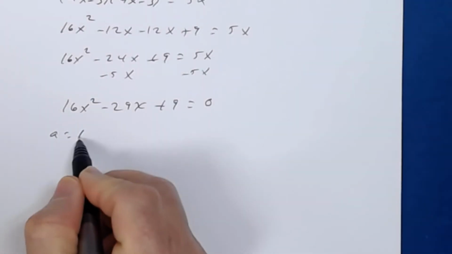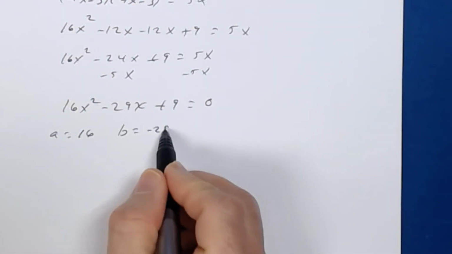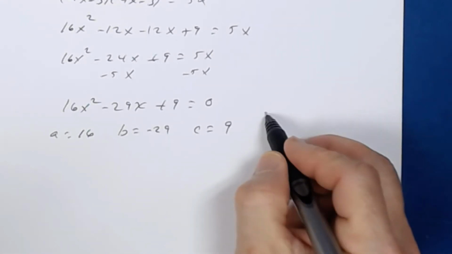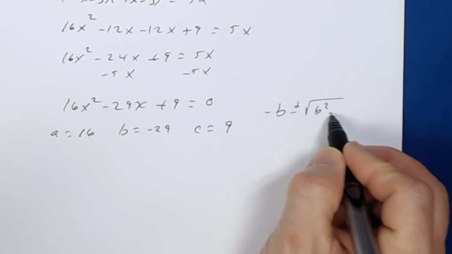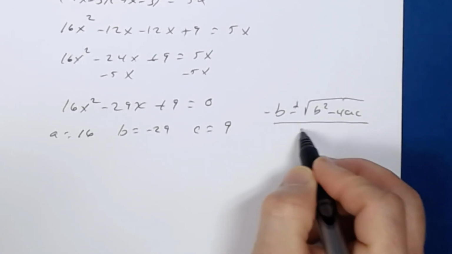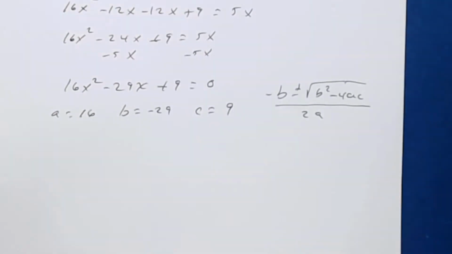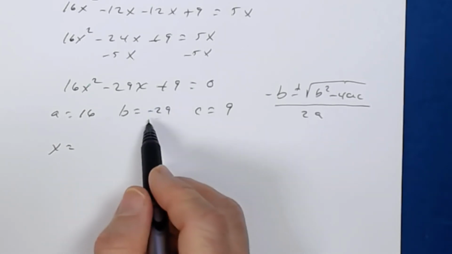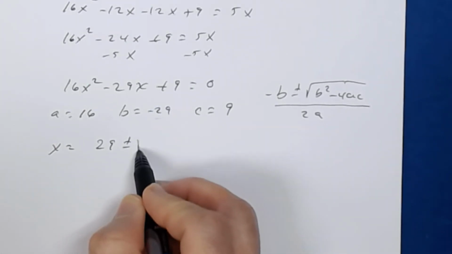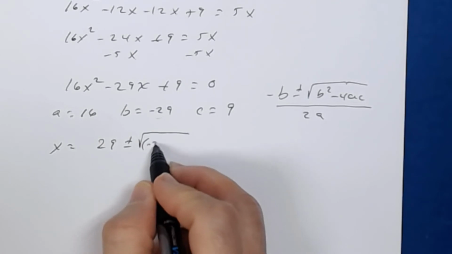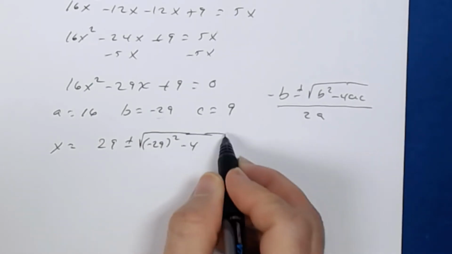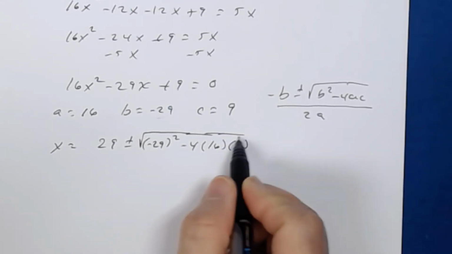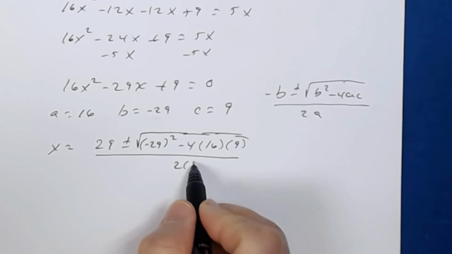So A is 16, B is a negative 29, and C is 9, right? Okay, so the opposite of B, plus or minus the square root of B squared minus 4AC, all divided by 2A. So I get x equal the opposite of B. Well, B is a negative 29, and the opposite of negative 29 is a positive 29, plus or minus the square root of negative 29 squared, minus 4 times A, which is 16, times C, which is 9, all divided by 2 times 16.